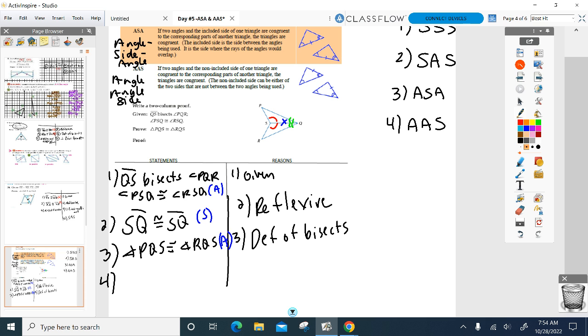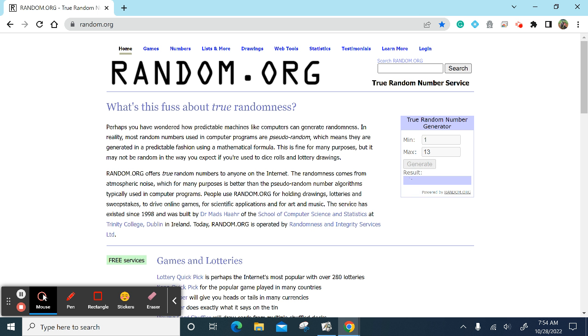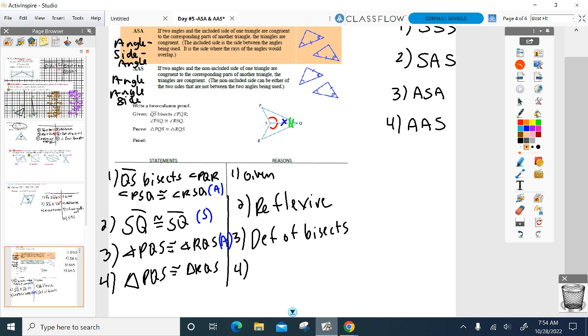And all you need to do for the congruent statement is just copy it. You don't have to worry about what angles or sides match up like yesterday. Triangle PQS congruent to triangle RQS. And what method should it be out of the two? Angle side angle. Good, because that side is in between. Good work, everyone.